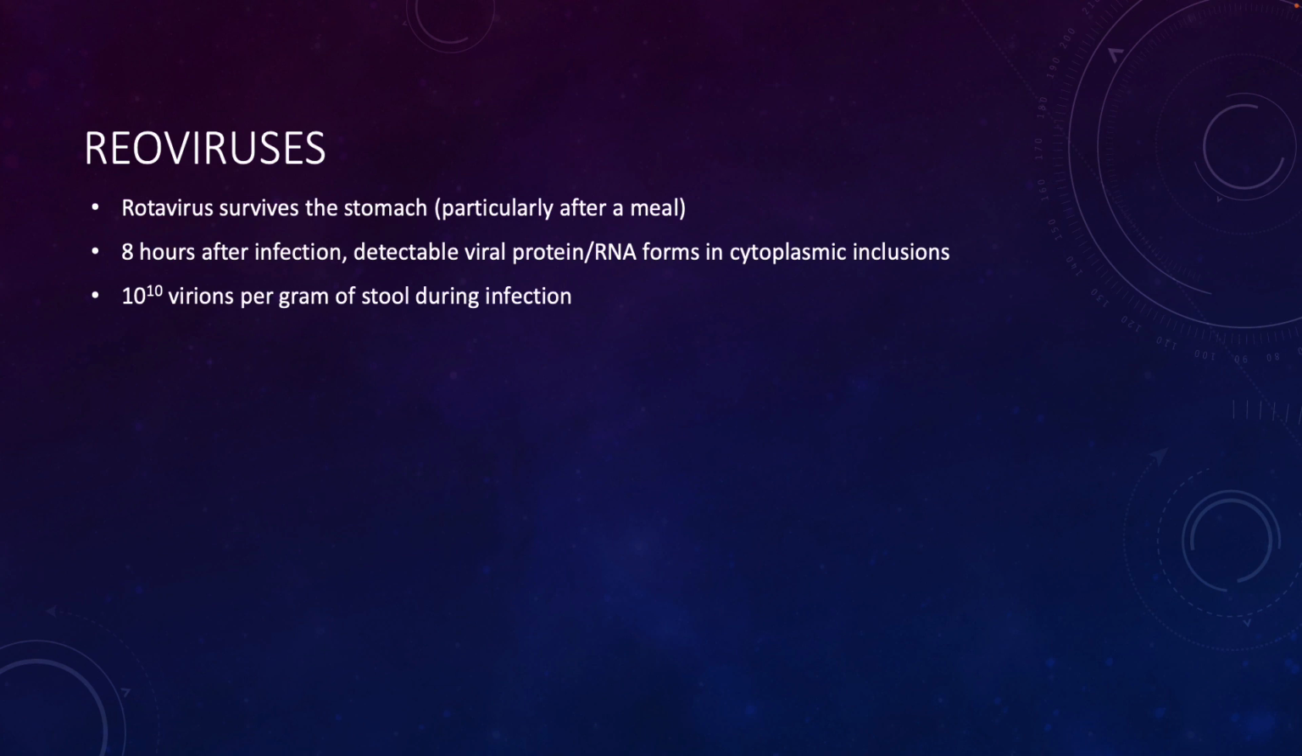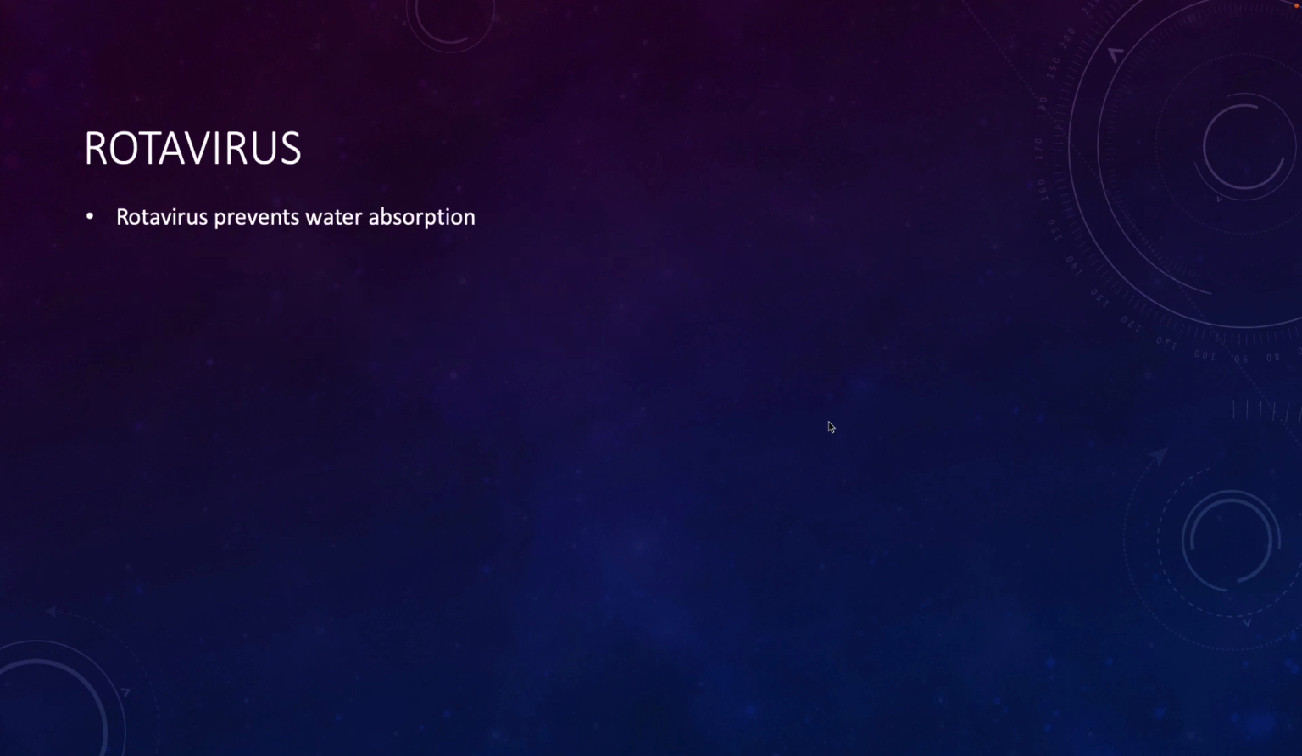What we see in infected cells is a shortening of the microvilli. Remember, those microvilli are really, really important for fluid absorption. Because they are being shortened, because you're losing surface area in the GI tract, you're losing the ability to absorb water, and that water has to go somewhere. You're also getting infiltration of immune cells. So like I mentioned, the rotaviruses do prevent water absorption.